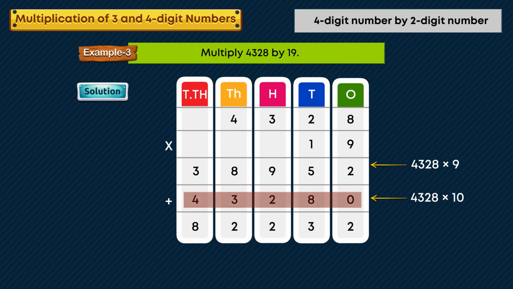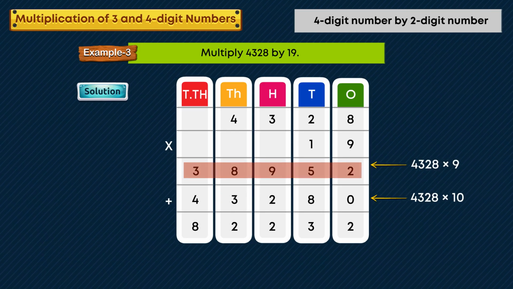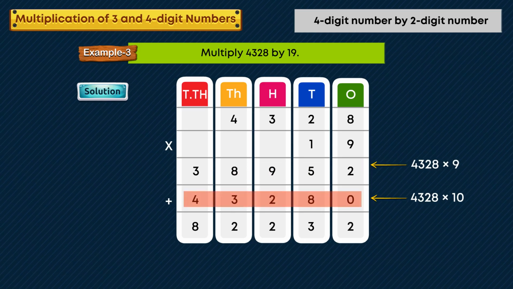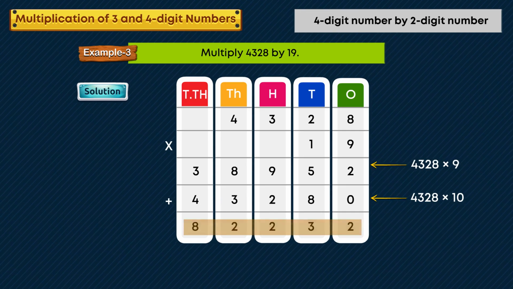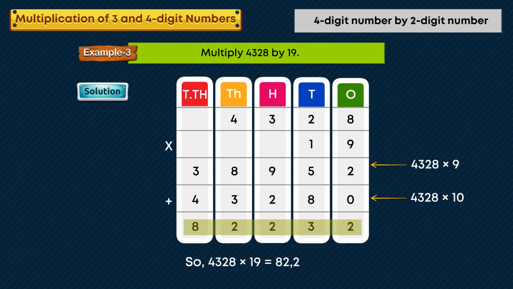Now adding both above, 38,952 plus 43,280 is equal to 82,232. So, 4,328 into 19 is equal to 82,232.